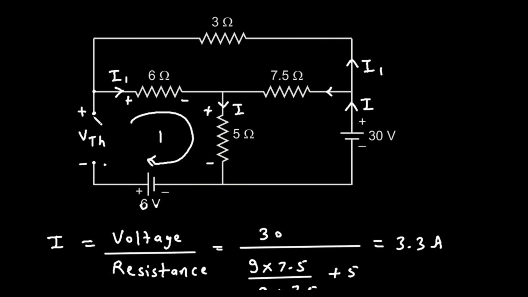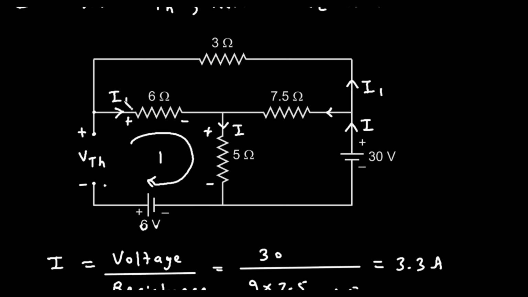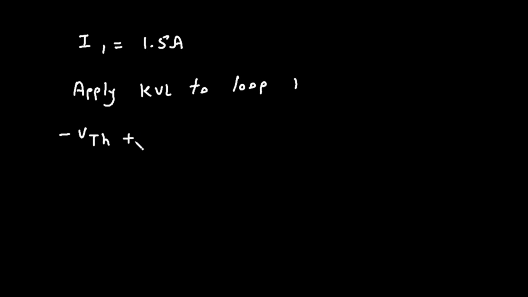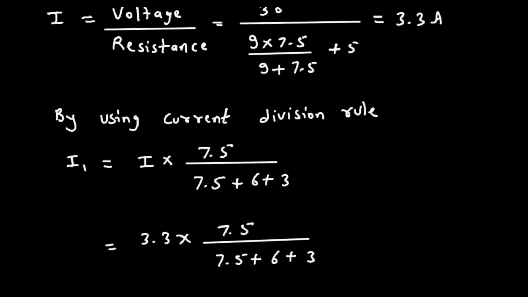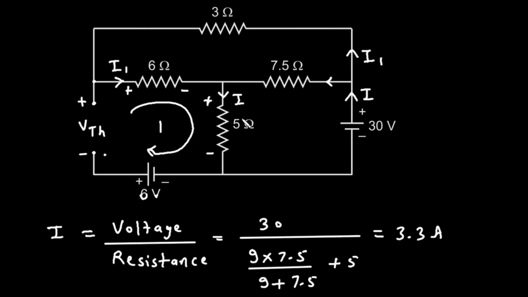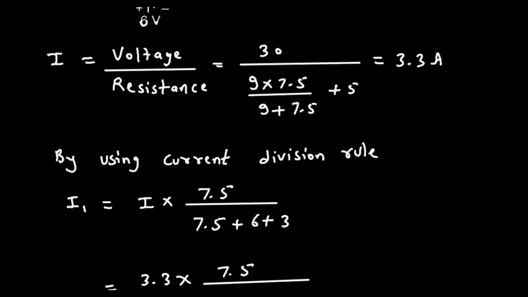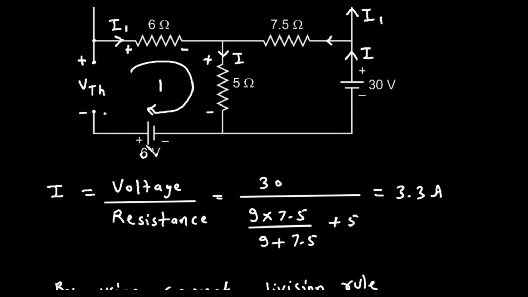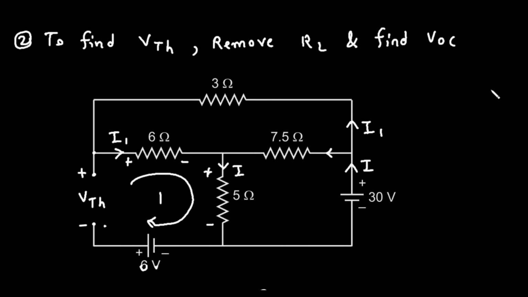So it will be minus VTH, then plus 6I1, then plus 5I, then minus 6, yeah, it is correct, this is 6. So minus 6 is equal to 0 because the loop is completed.